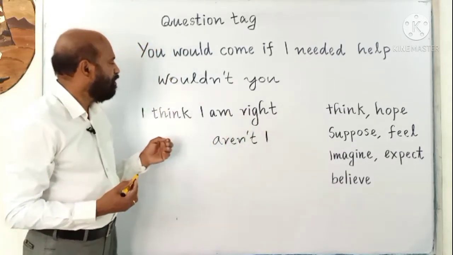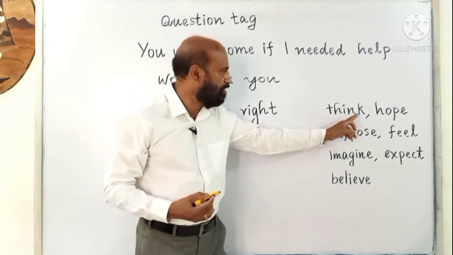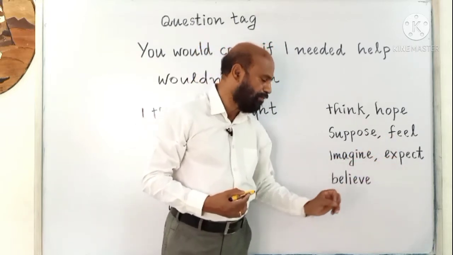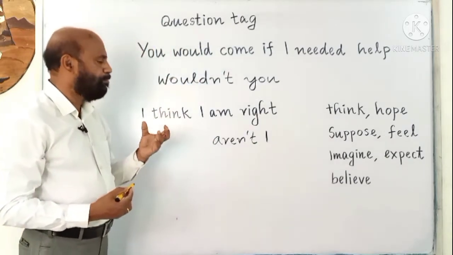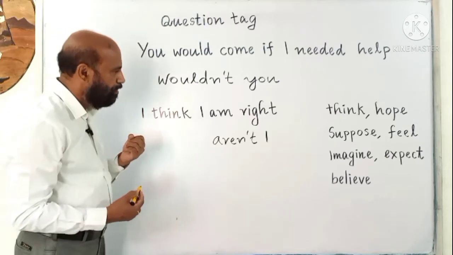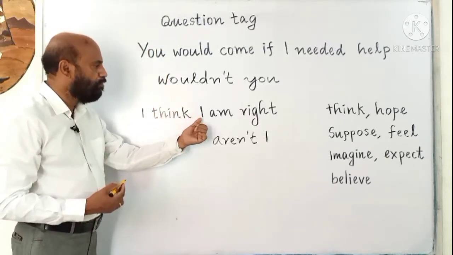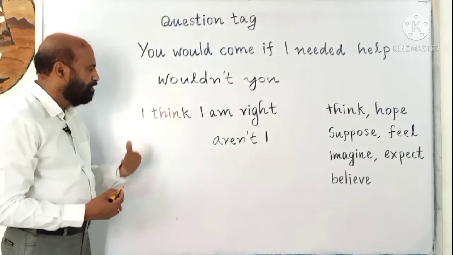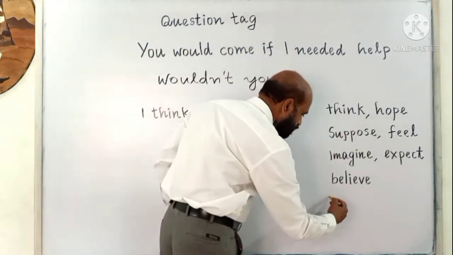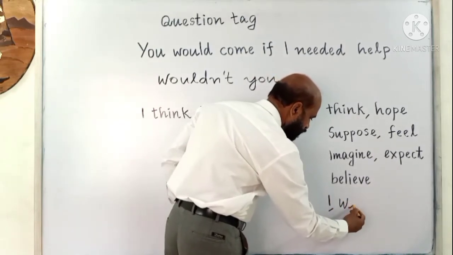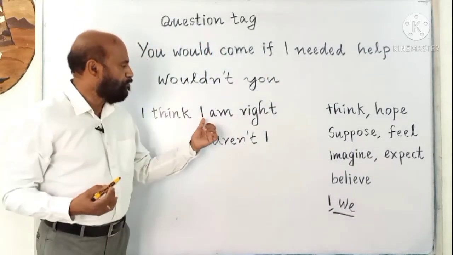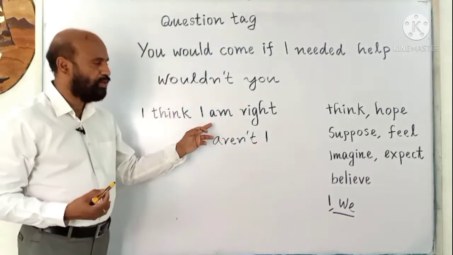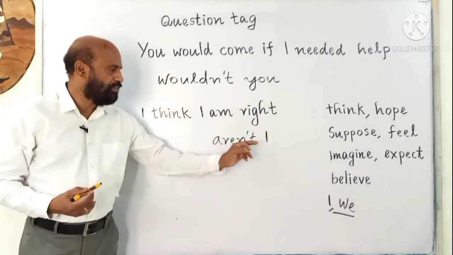The rule is, if verbs like think, hope, suppose, feel, imagine, expect, believe, which show the feeling or mental state of the person who is speaking, are used with the subject I, we have to use the question tag of the subordinate clause. In this sentence, the verb think is used with I. So that's why we are using the question tag of the subordinate clause.